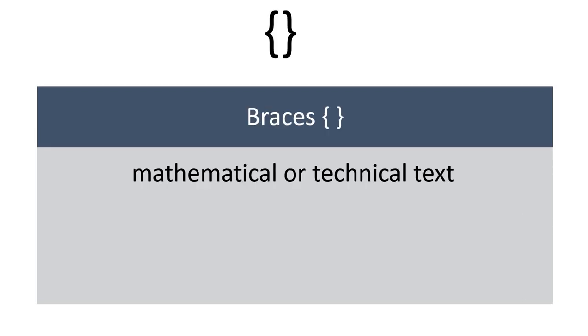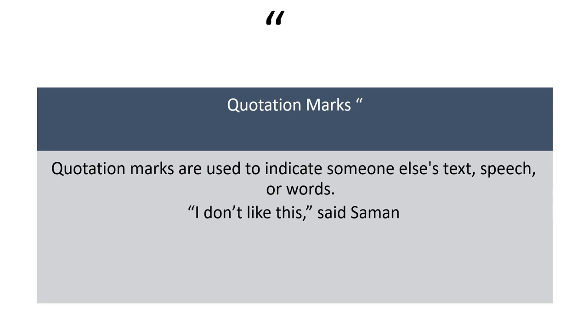Next, braces. You use braces in mathematical or technical text. Next, the quotation mark. Quotation marks are used to indicate someone else's text, speech or words. "I don't like this," said someone.